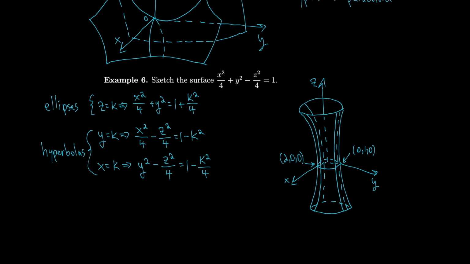Okay, so we have some hyperbolas, we have some ellipses, but not many. It's mostly hyperbolas, so we call this a hyperboloid of one sheet. We say one sheet because it's one piece that's all connected.